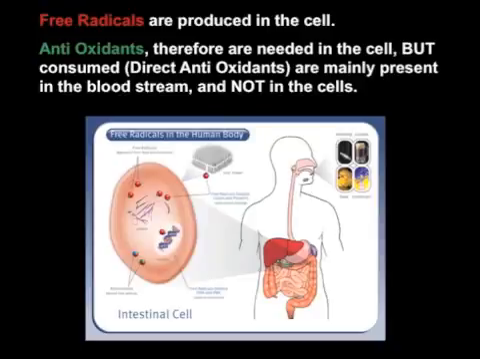And one of the things you can't see with the color here is that free radicals, therefore, are needed in the cell. Antioxidants are needed in the cell because free radicals are actually affected in the cell. We need to get those antioxidants in there. But when we consume these direct antioxidants, they're mostly present in the bloodstream and not within the cell. So we have to look for a different solution.